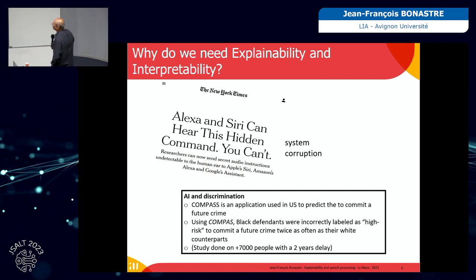The second example is very well known, Compas, with only one S, sorry. It was an application used in the US to predict the risk that someone, a criminal already in the law court, commits a future crime, and the judges were using this system to predict the possibility of seeing them committing a future crime. After some study, two years later, they observed that the system made two times more errors with black people compared to white people.